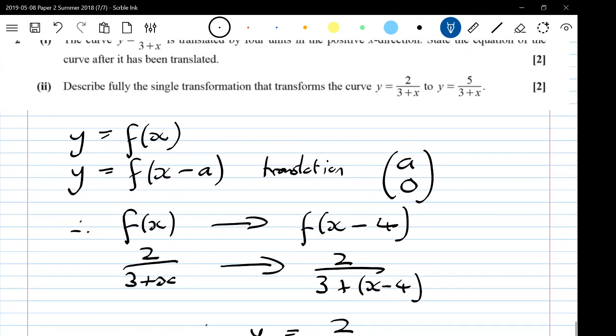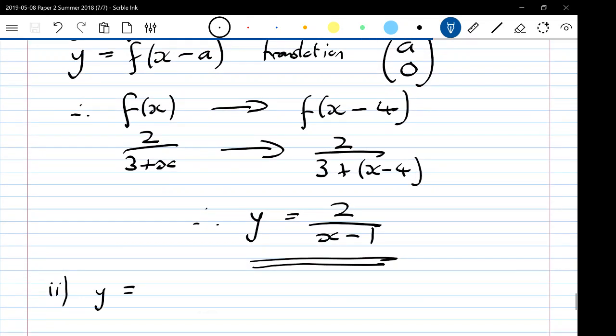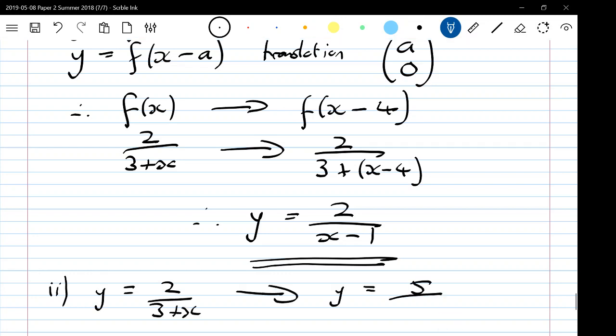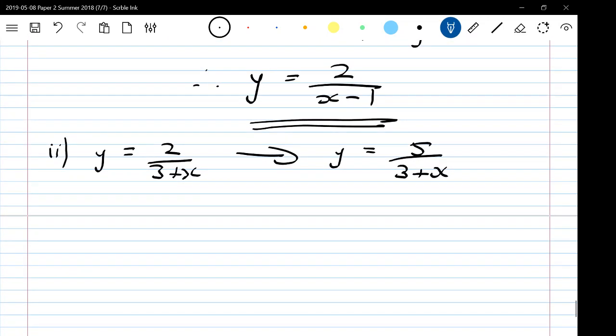Describe fully the single transformation that takes y equals 2 over 3 plus x to y equals 5 over 3 plus x. Okay, so we think about what we have done to the left equation to get the right one. We've not added anything to it. We've not added a constant to it because what we've added is 3 over 3 plus x, and that's not a constant. So it's not a translation. It must be a stretch. We must have multiplied it by something.